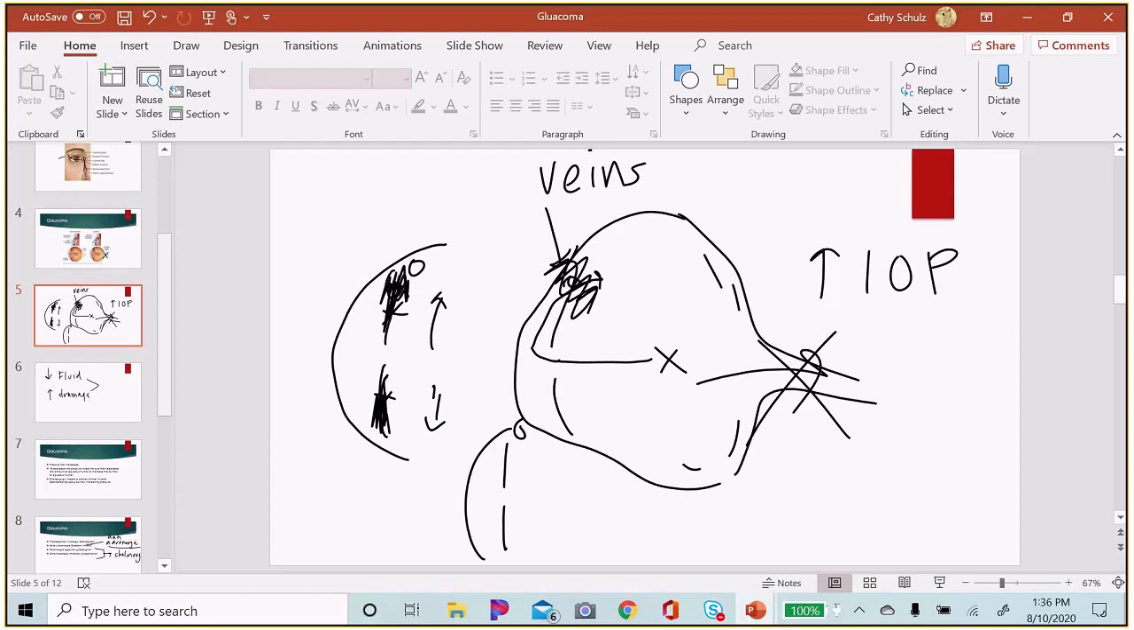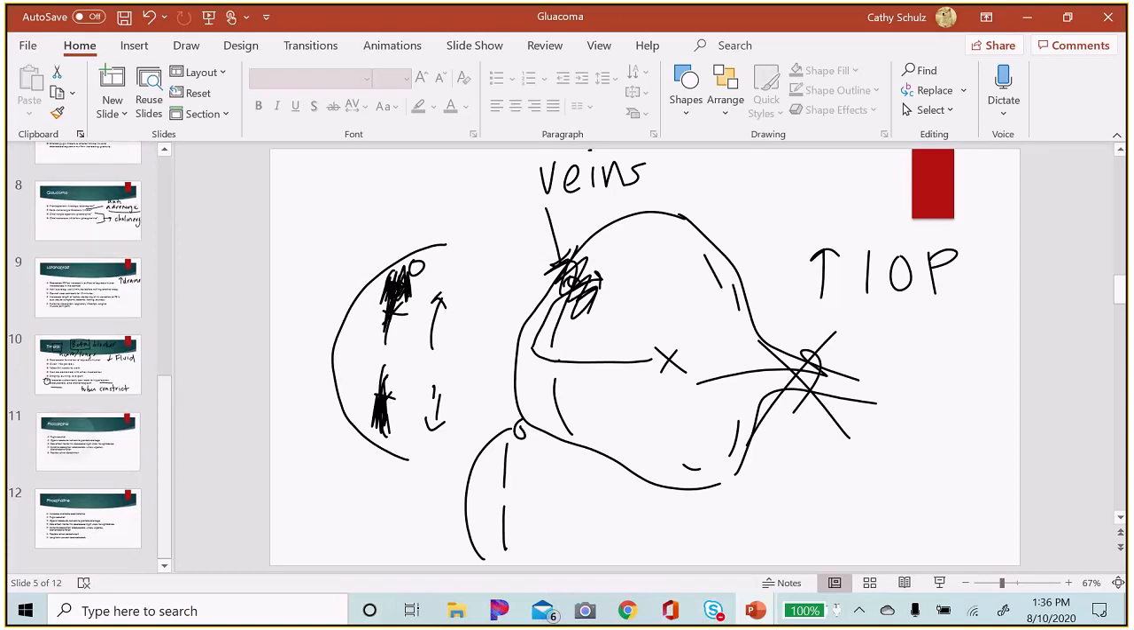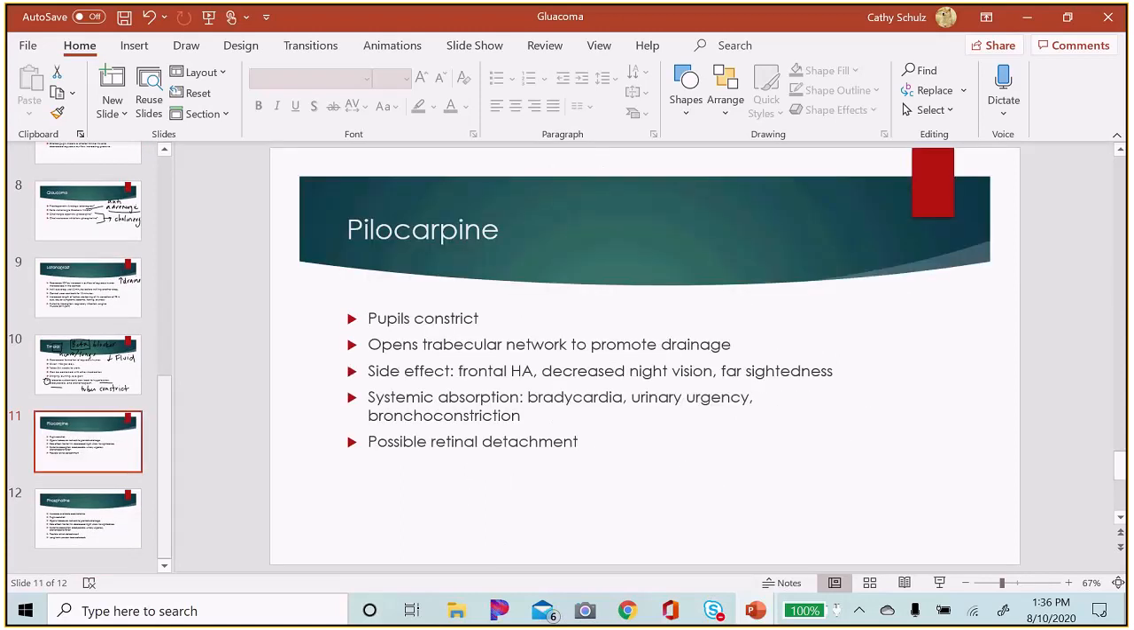We're not blocking it with our bunched up muscle. And so if the pupil is constricted, then we can help promote drainage. Side effects we would expect with a constricted pupil are that they are going to have trouble seeing at night, because we need to be able to open our pupil to let more light in. And they might have trouble seeing far because we have to dilate our pupil to see further away, and we're constricting the pupil. And they might develop a headache.